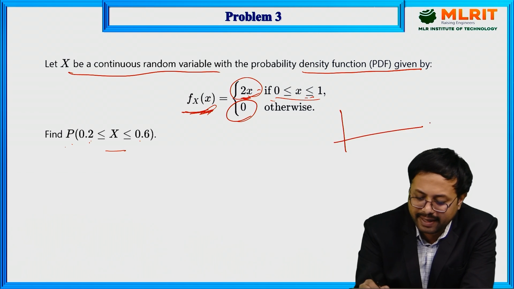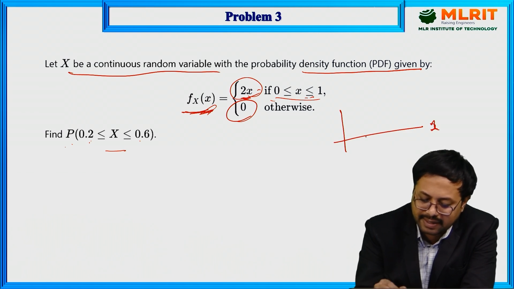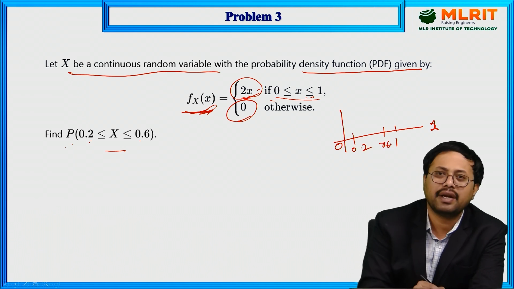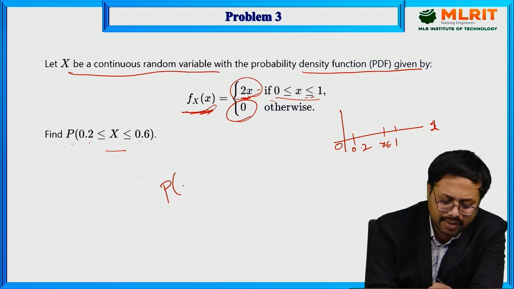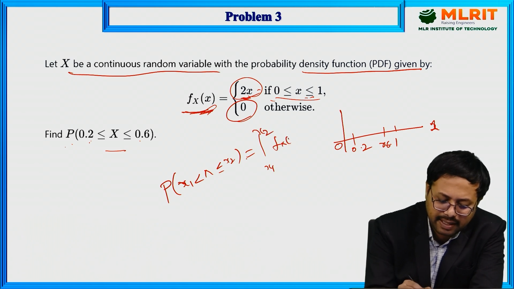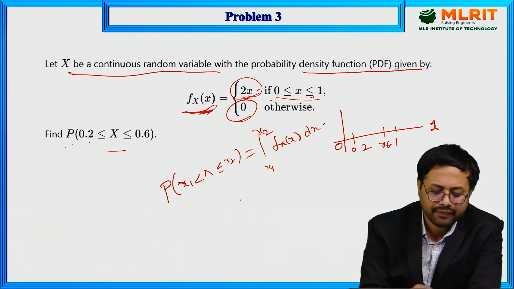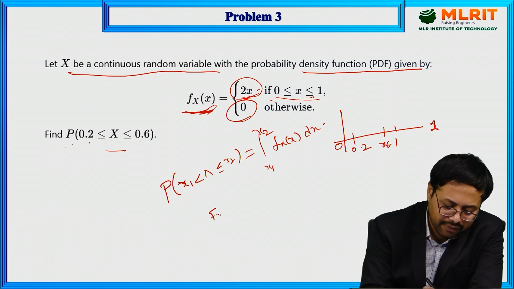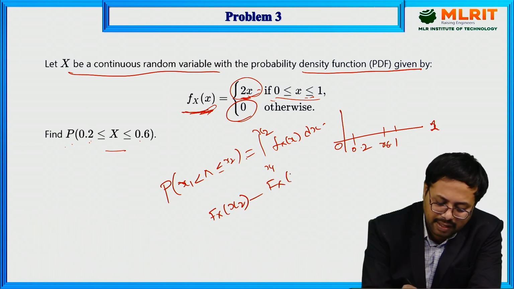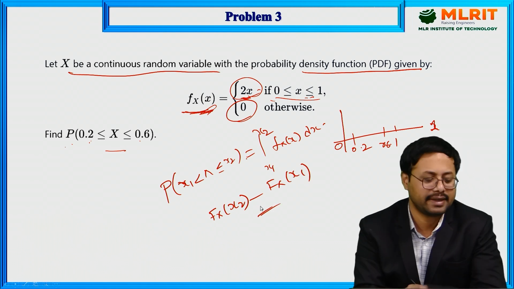Here the range is given as 0 to 1, but we require the probability only between 0.2 to 0.6. Here we have different formulas. We have x1 less than x less than or equal to x2. Here we take the interval x1, x2, and calculate the integral of small fx of x dx. This is one condition, and one more is fx of x2, the distribution function, minus fx of x1. This is another condition you have.